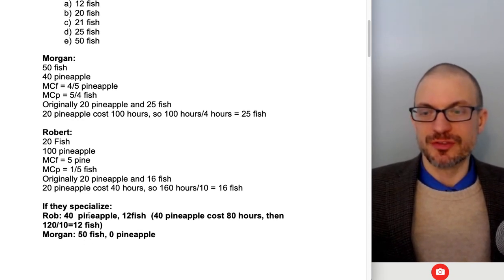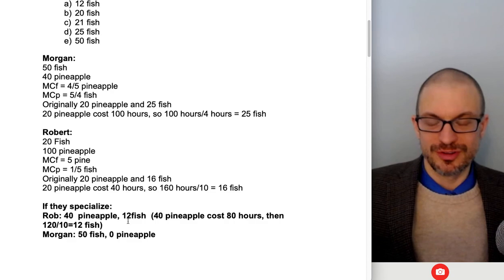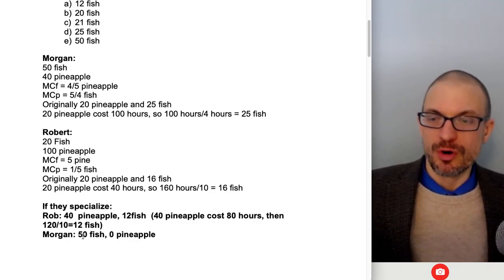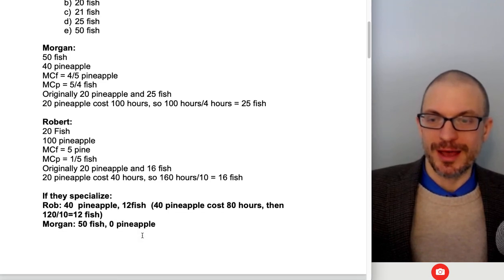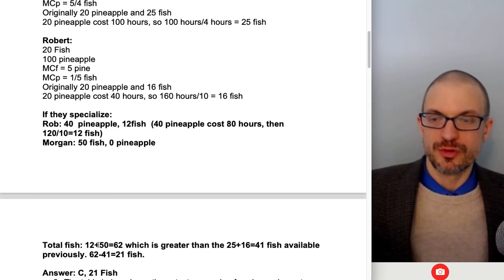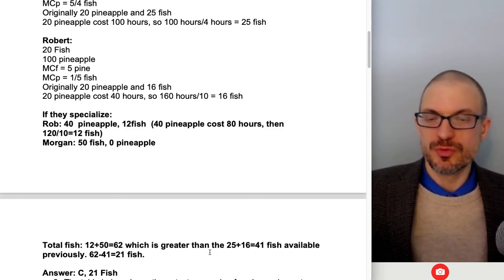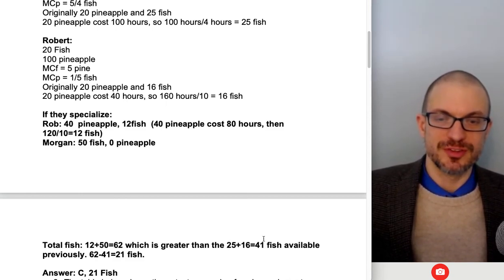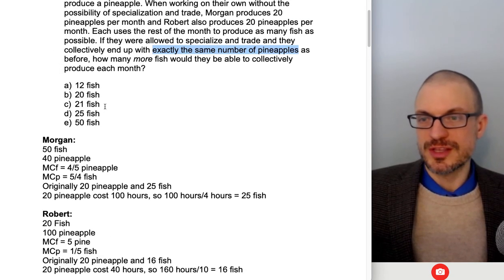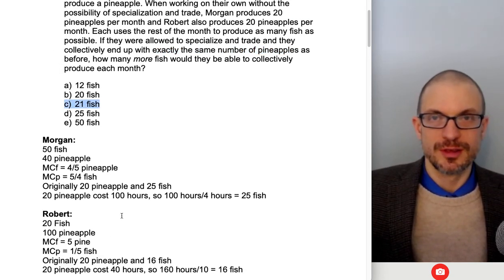So Robert's giving us 40 pineapple and 12 fish with those 200 hours. Morgan's giving us 50 fish and 0 pineapple. Total, we're going to end up with 12 plus 50, or 62 fish, which is greater than the 25 plus 16, 41 fish available previously. So that is an increase of 21 fish. The correct answer is C, 21 fish, right? C, 21 fish is correct.